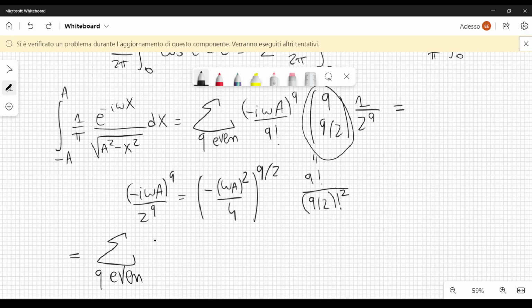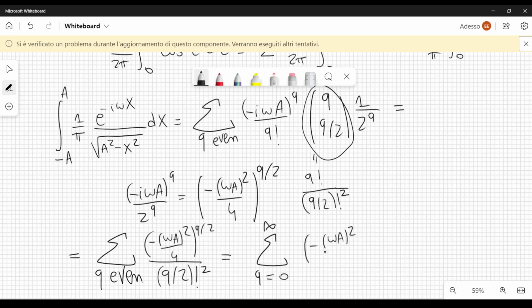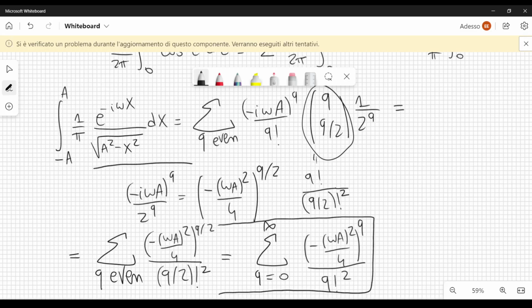I have minus omega a squared over 4 to the power q over 2, and then here we simply have to divide by q over 2 factorial squared, because this q factorial will cancel this q factorial here. And this is also equal to summation with q going from 0 to infinity minus omega a squared over 4 to the power q divided by q factorial squared. So we derived that this series is equal to this integral here.